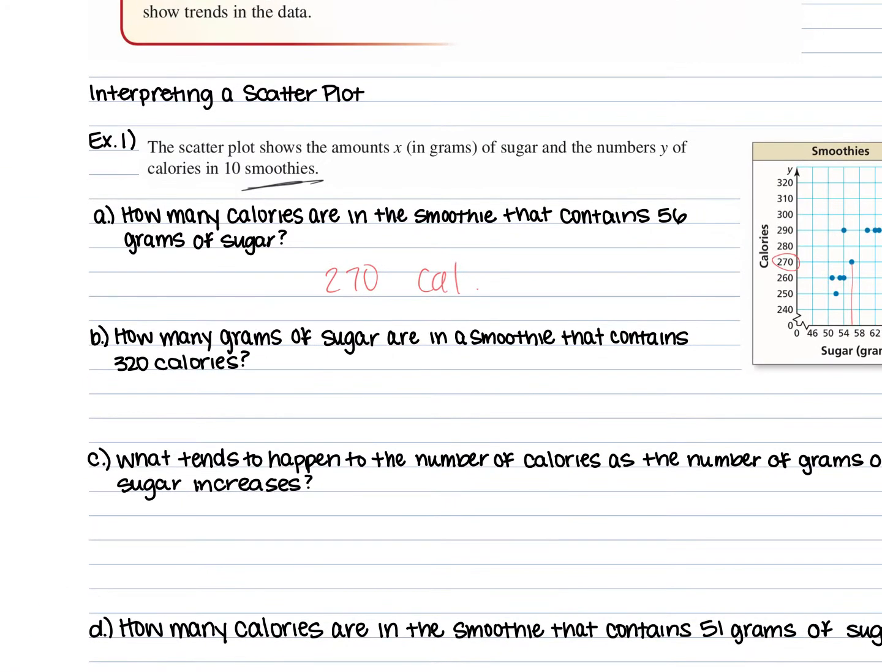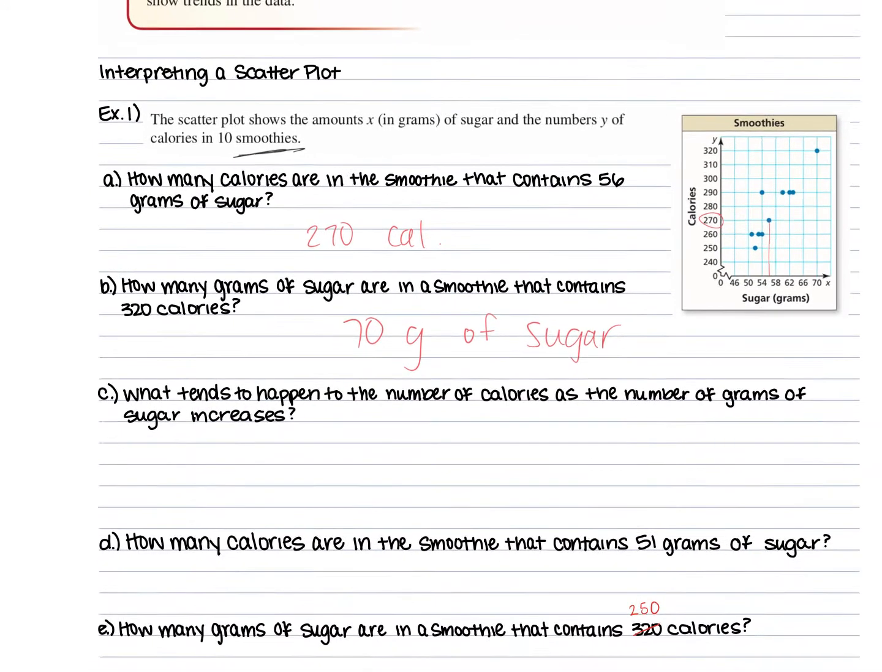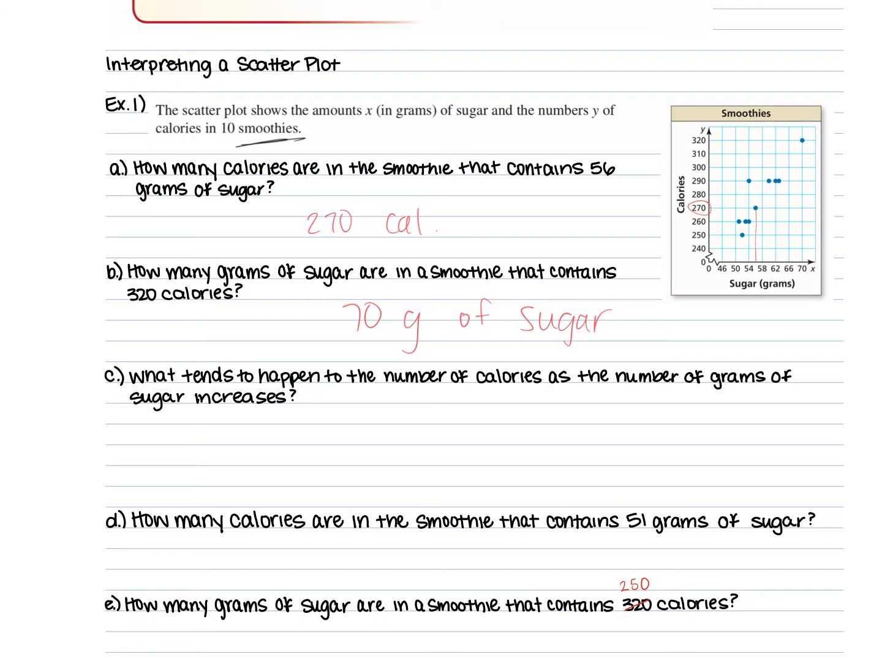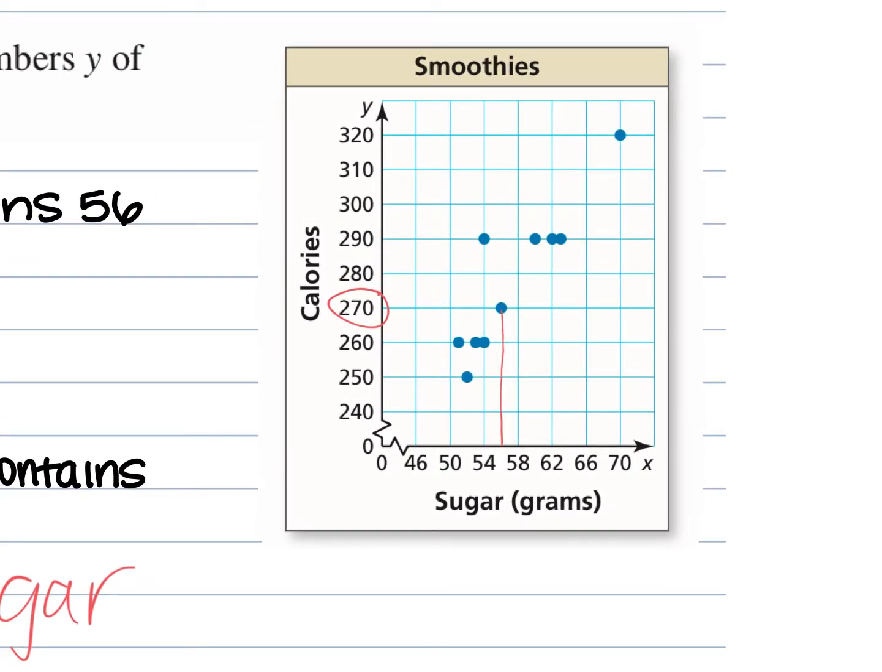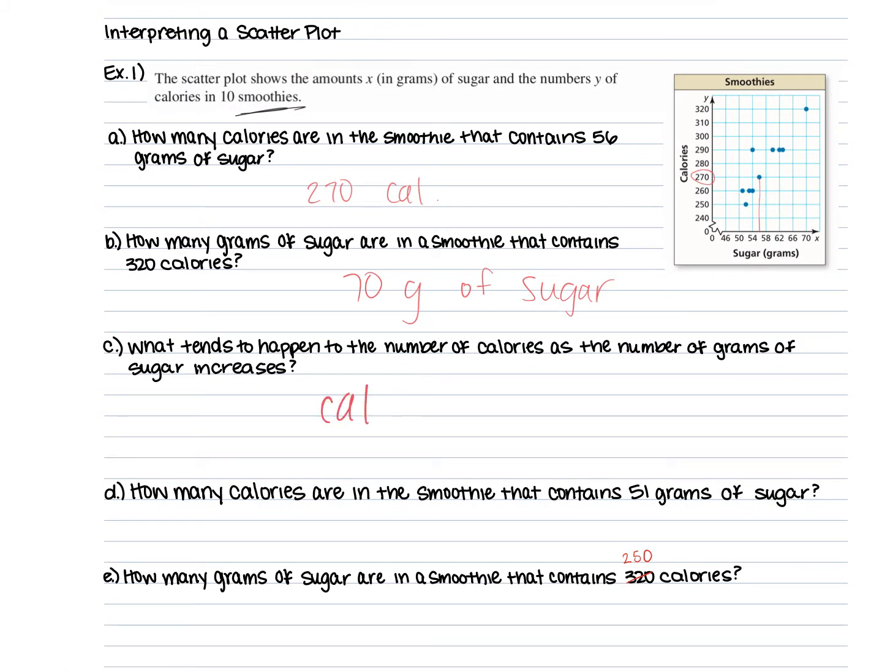Okay. How many grams of sugar are in a smoothie that contains 320 calories? Mr. Salucci. Excellent. 70, but we need to put units here, people. 70 grams of sugar. What tends to happen to the number of calories as the number of grams of sugar increases? As our sugar goes up, what's happening to the number of calories? It's also going up, okay? So as the sugar goes up, calories also increase. Okay? Alec.